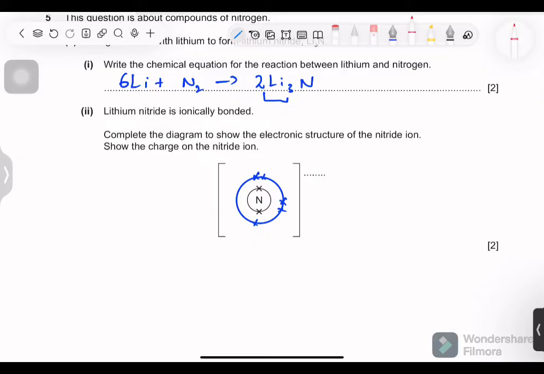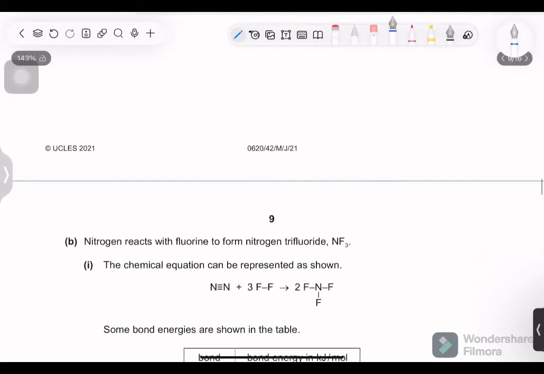And now how many electrons do we have from lithium? We have a total of 3 electrons to complete the octet. So 1, 2, 3. And the charge will be 3 minus because 3 extra electrons are gained by nitrogen.